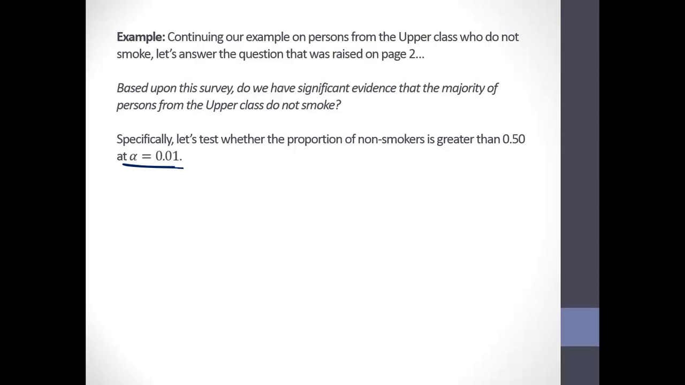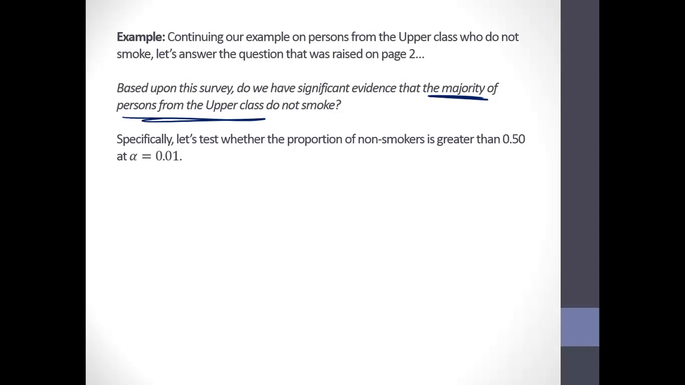I think this is good practice. The wording in your homework problems can be a little less clear when you're looking at a proportion. If you cover up this clarifying question, it's not entirely obvious what we're trying to find in that italicized question there. So to help you start thinking about that, what we want to test is whether the proportion of non-smokers from the upper class is bigger than 0.5. That would correspond to the majority of persons from the upper class. So a slight difference there.